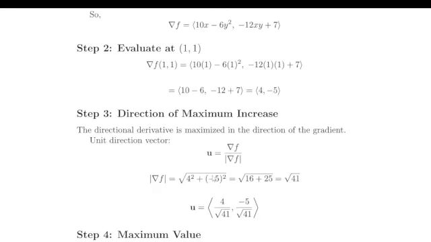So the length of (4, -5), we do the square root of 4² + (-5)² to get √41. So then we're just going to take our gradient vector and just divide it by the square root of 41 to get 4 over √41, comma, -5 over √41.